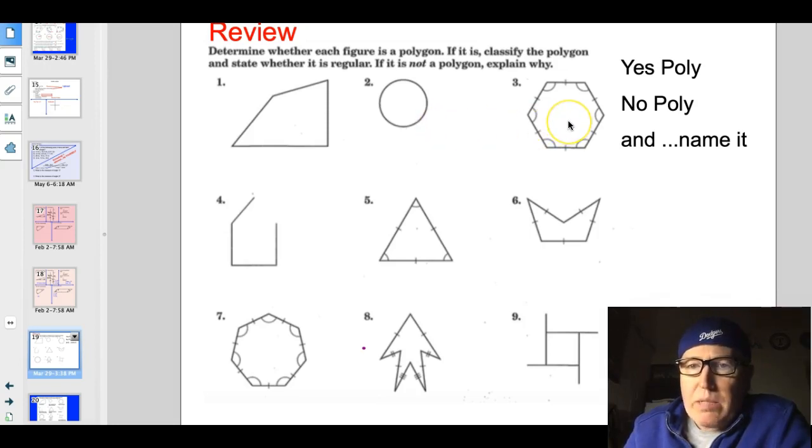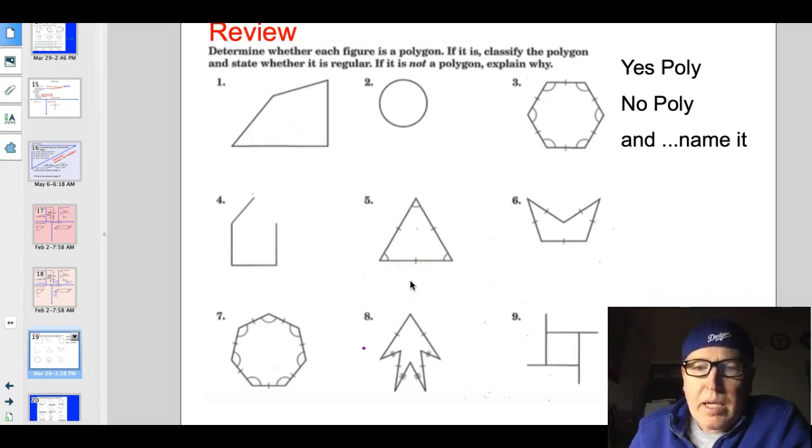How about this one? Yes poly, no poly. Yes poly. Straight lines, one area. Looks great. Closed shape. How about number 4? Yes poly or no poly? That is not a polygon. That's no poly. This is an open area. It's not closed. How about number 5?